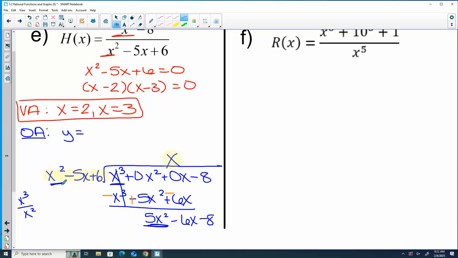What is 5x squared divided by x squared? 5. Do I need to keep finishing this division problem? Nope, that's what I needed. Y equals mx plus b, x plus 5. That is my oblique.